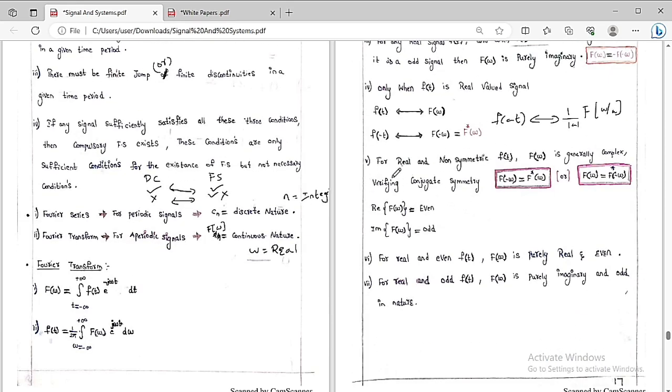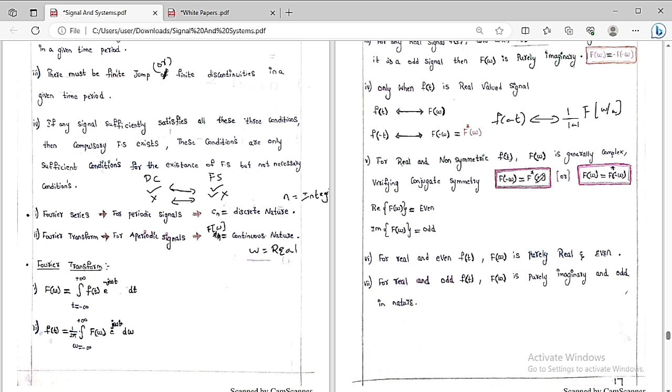The next point is for real and non-symmetric signals f of t. Real and non-symmetric means there is no even symmetry and no odd symmetry. F of omega is generally complex. Verifying the conjugate symmetry: I have already told you, if f of t is a real signal not having any symmetry, then f of omega is generally a complex number. It has a real part and an imaginary part. The real part of f of omega is even in nature, and the imaginary part of f of omega is odd in nature. As the real part is even and the imaginary part is odd, f of omega is also called an even conjugate.